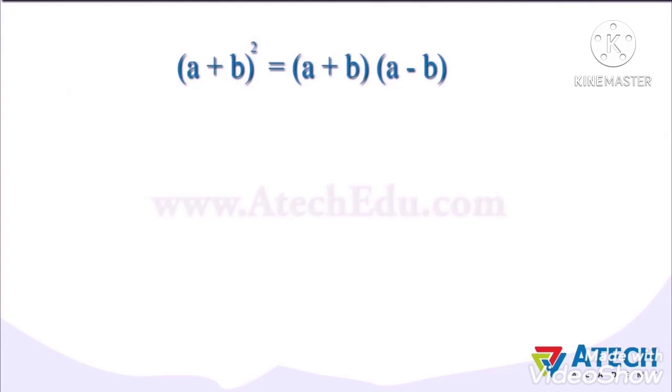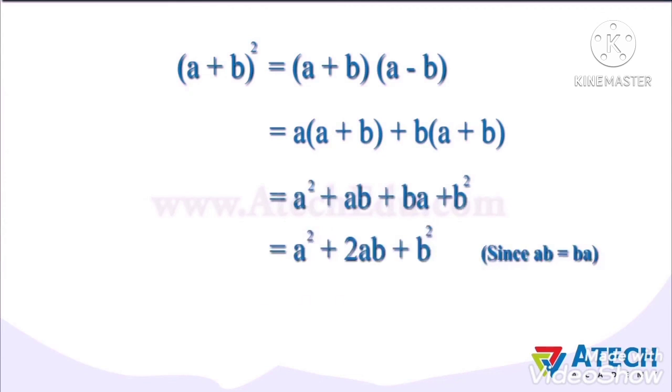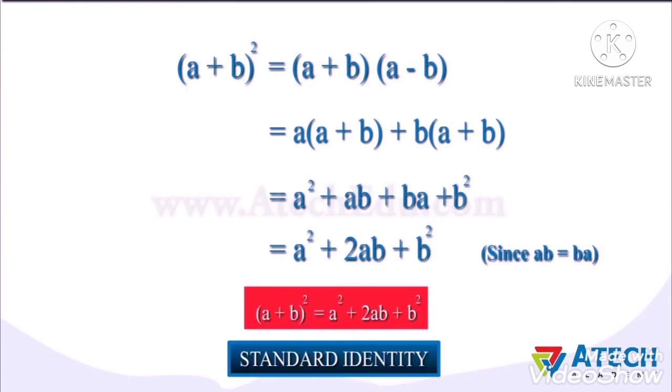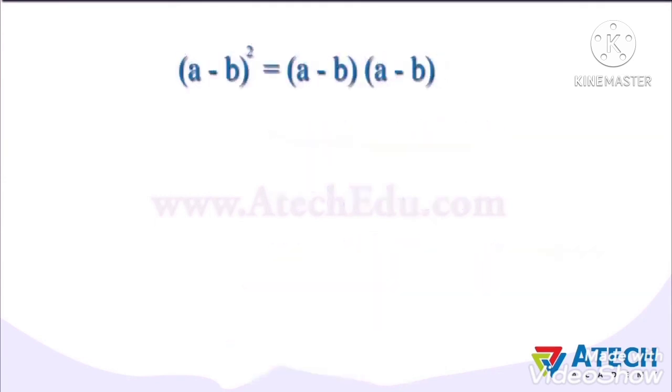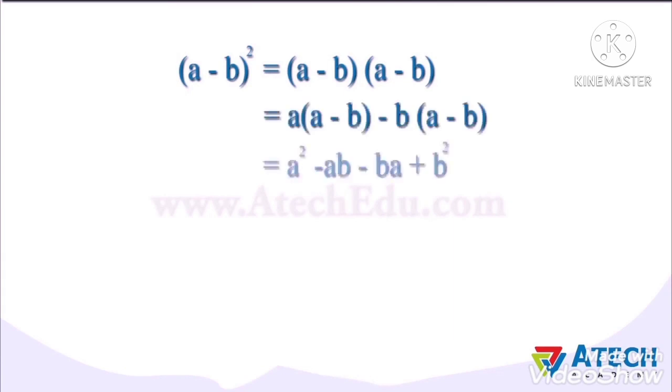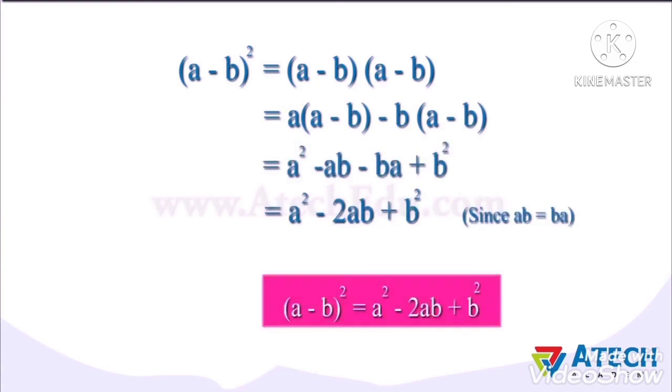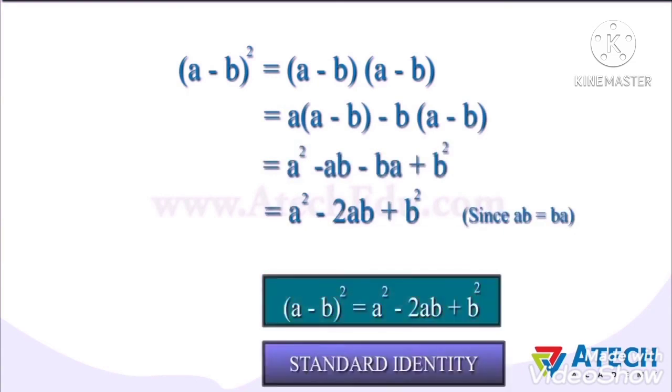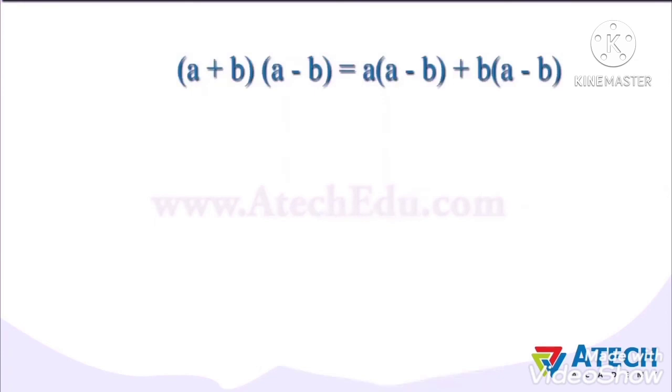(a plus b) whole square can be written as (a plus b) multiplied by itself. Upon further simplification, it can be written as a multiplied by (a plus b) plus b multiplied by (a plus b). Solving further, we get a square plus 2ab plus b square. Similarly, (a minus b) whole square can be written as (a minus b) multiplied by itself. Upon simplification, we get a square minus 2ab plus b square.